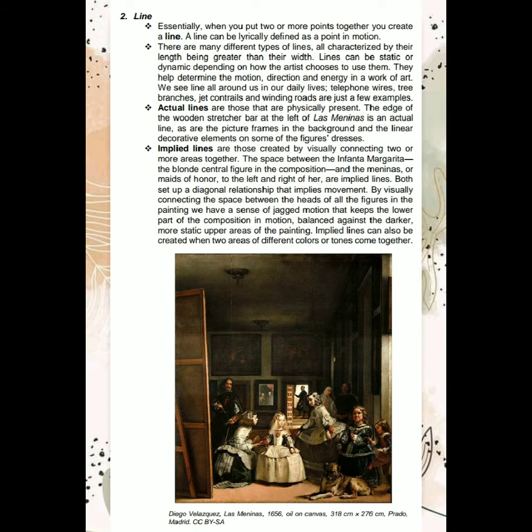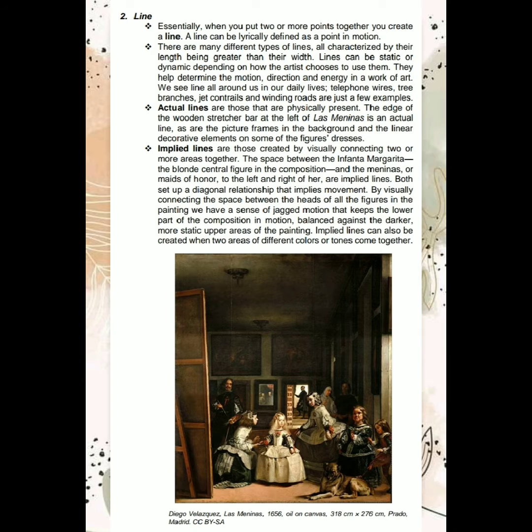The first type of lines is actual lines. Actual lines are those that are physically present. The edge of the wooden stretcher bar at the left of Las Meninas is an actual line, as are picture frames in the background and the linear decorative elements on some of those figures' dresses. An actual line, as its name implies, is a line that actually exists.